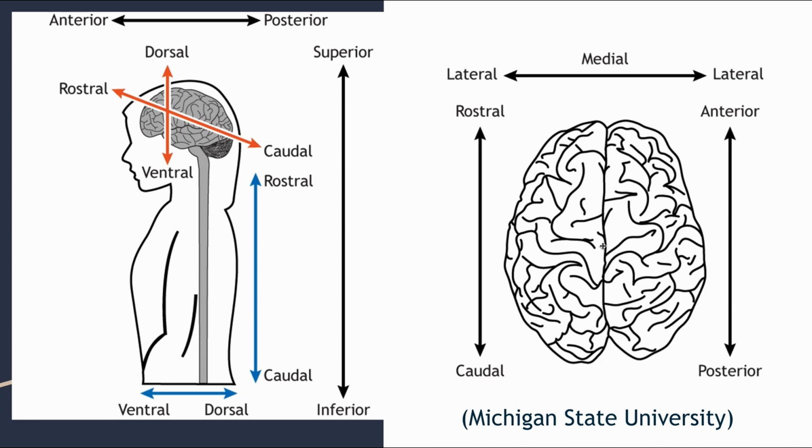Also, this middle part of our brain is called medial, whereas the outer side of our brain is called lateral, which is very intuitive. Moving on to the left picture. As you can see, the front side is called rostral and the back side is called caudal, as we discussed earlier.